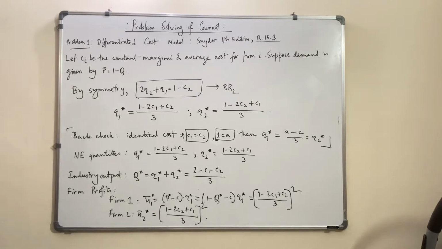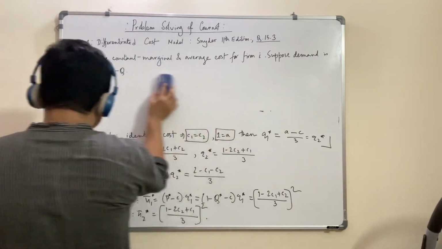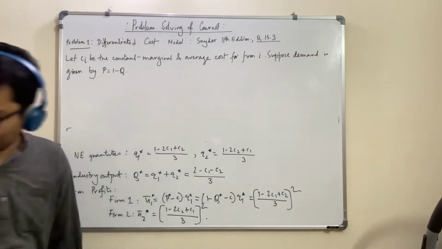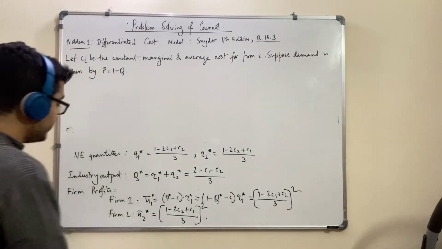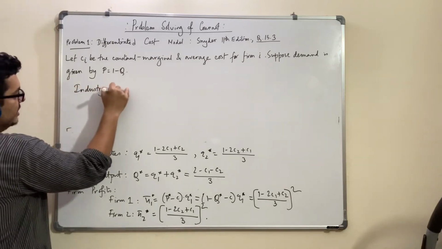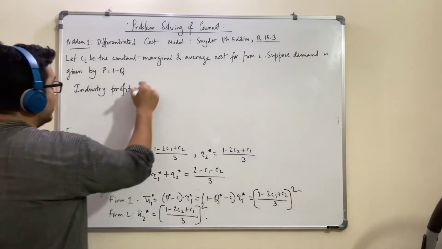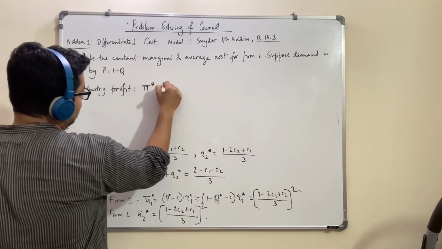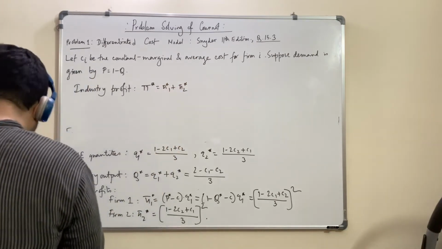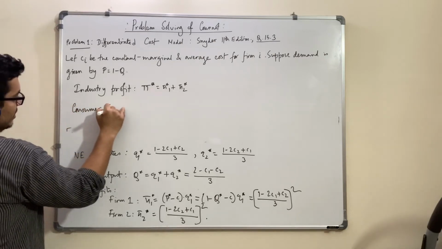Okay, so these two are our firm profits. Industry profit is just the sum of that, so I'm not going to really calculate that. I'll just write the formula so that if you are interested, you can calculate. Industry profit pi star is equal to pi 1 star plus pi 2 star. Then comes consumer surplus.